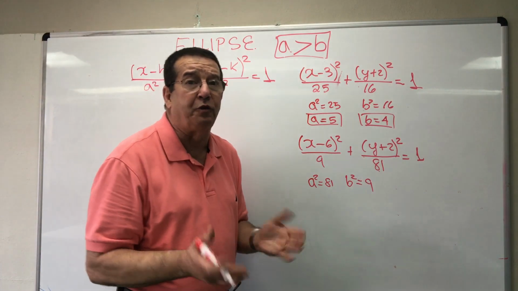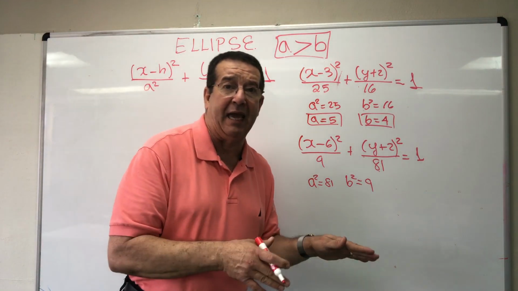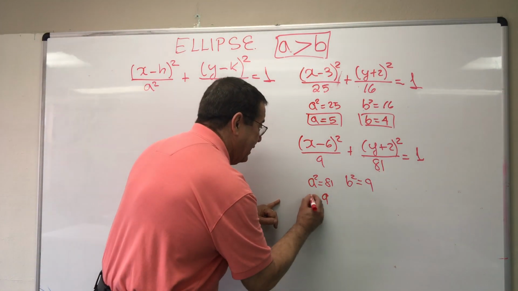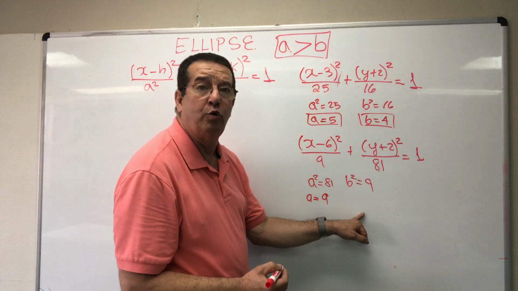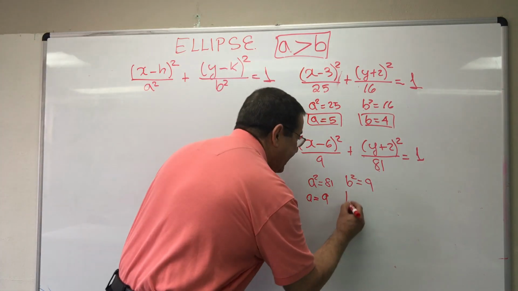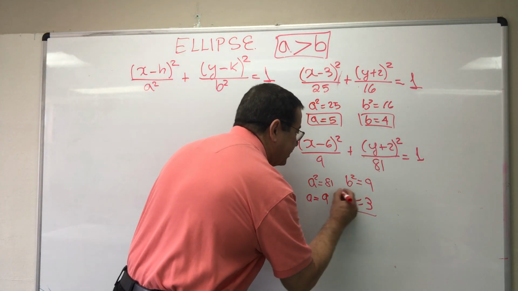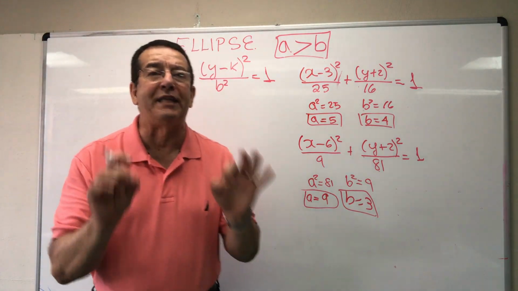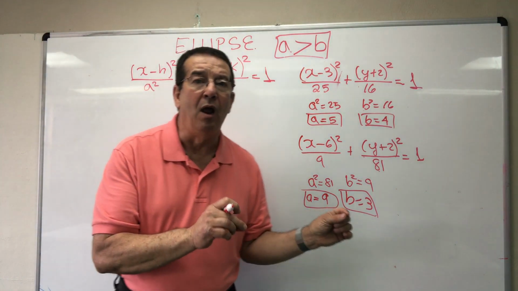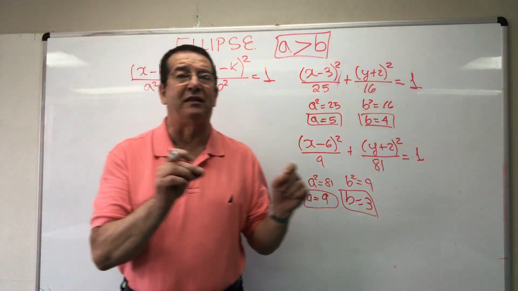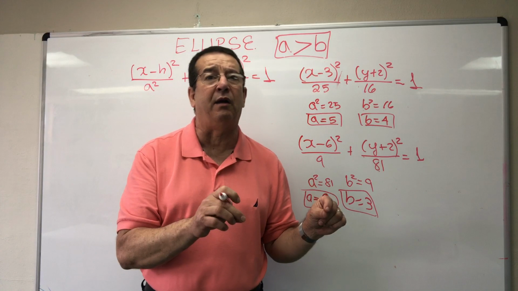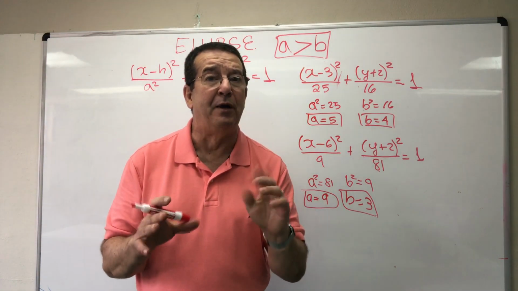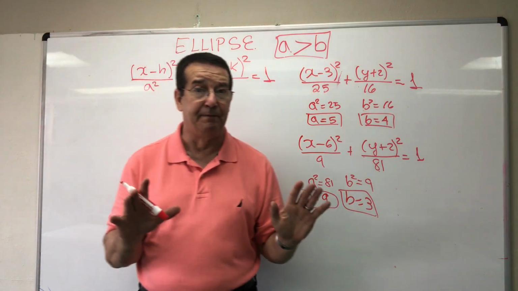How do you find the value of A? You find the square root. The square root of 81 is 9, so A is 9. And the square root of 9 is 3, so B is 3. That's the first step. You need to identify what is A squared and what is B squared, and when you identify them, you find the value of A and the value of B. This is the first step to work with the ellipses, okay?